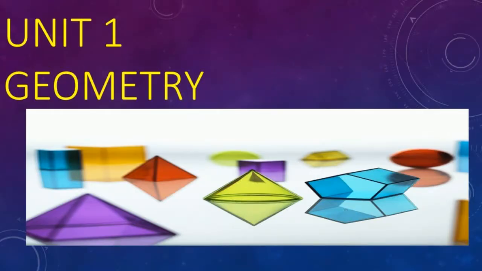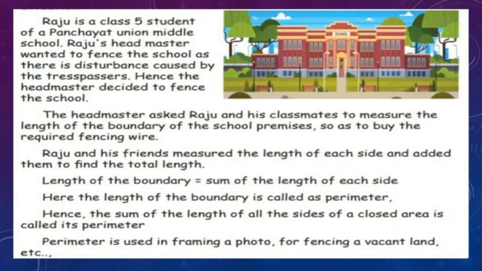Unit 1 Geometry. In this chapter we are going to study how to find length, breadth, area and perimeter. Let us see what is perimeter.